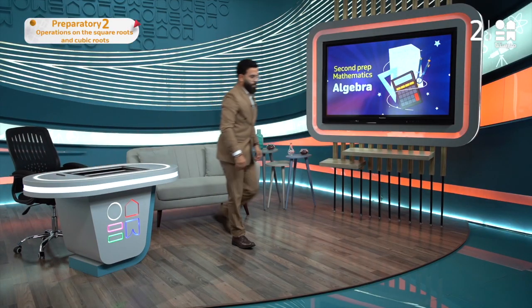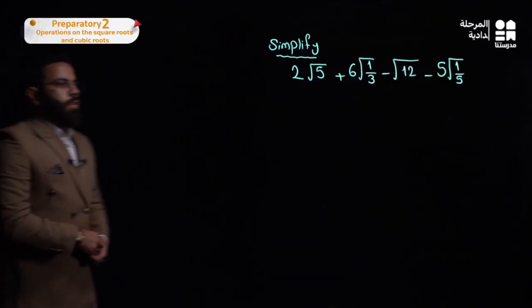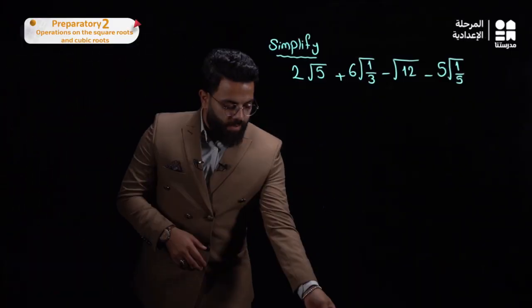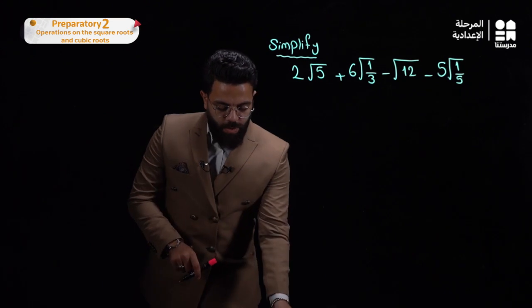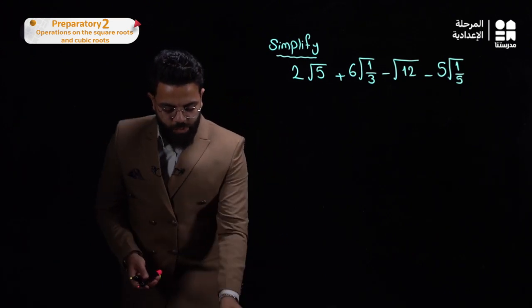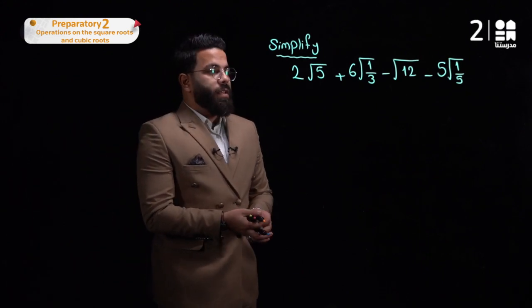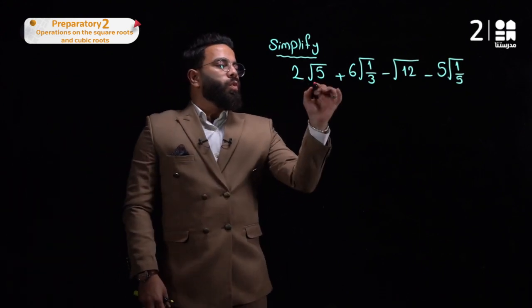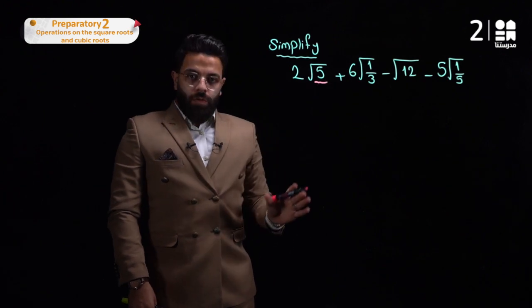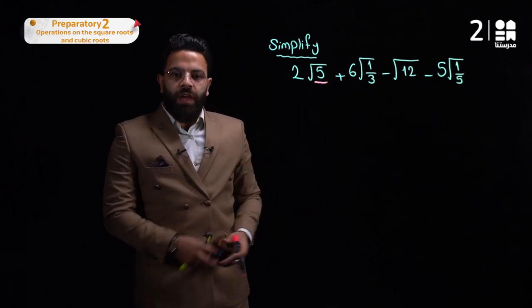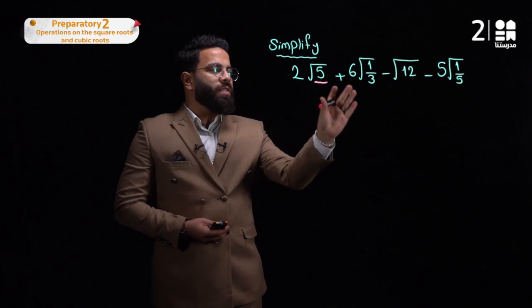Okay, let's practice here. Let's see how we can solve an example like this. Let's start. So this is a prime number, as we agreed. Okay, so 5 cannot be factorized. So I will leave 2 root 5 as it is.